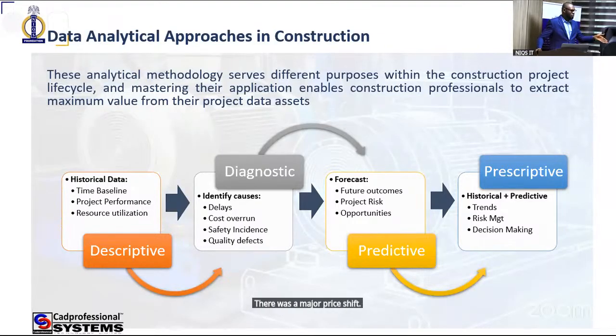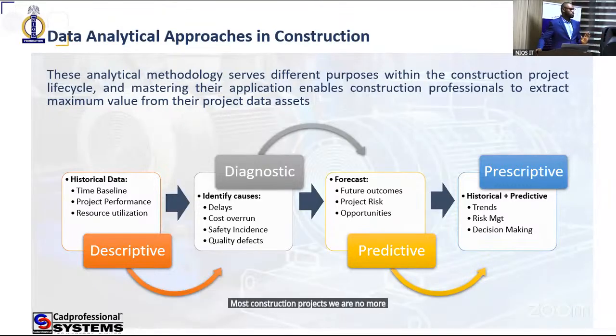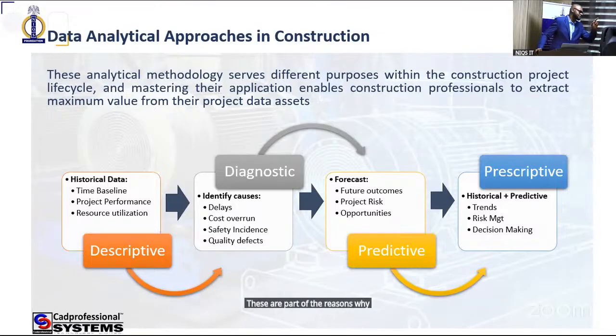When Tinubu came up also, we have a similar thing. Between May 29 and June, there was also a major shift. Most construction projects were no more performing in terms of cost because of what? Transition. Similarly, if you go back in history and look at some of these things, they would also point to you that these are part of the reasons why something like this happens.